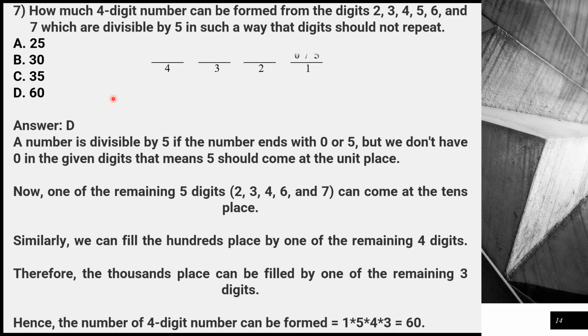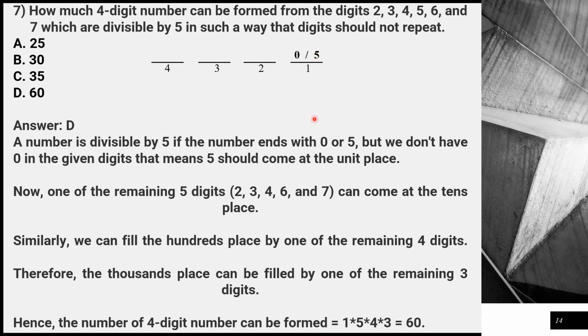I'll explain how. At first you should know the concept of divisibility by 5, right? When the number is divisible by 5, the ones place is 0 or 5. In the given numbers there is no 0, right? You can't place anything because 0 is not present. But 5 is present, right? So you can place 5 in the ones place. So there are 6 numbers, and out of 6 you have placed 5.